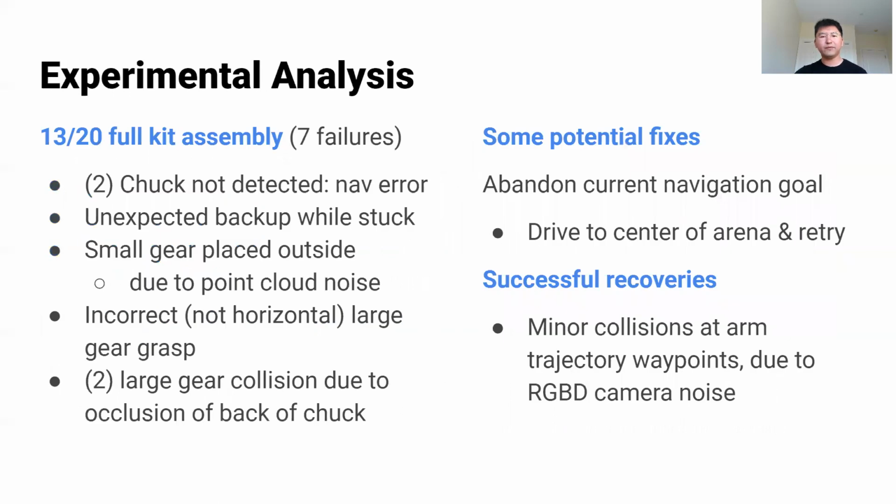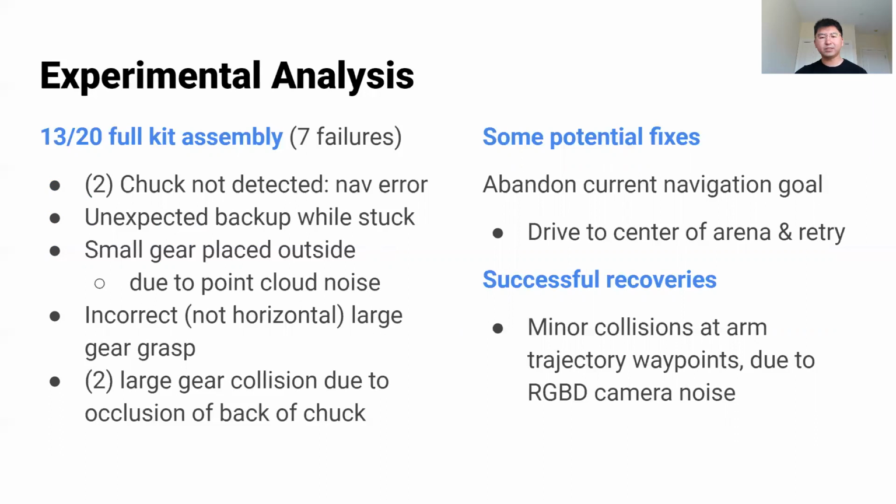We also recorded the failures. In total, the robot successfully assembled 13 full kits and had 7 unrecoverable failures. In 2 of them, the chuck was not detected. The robot backed up when being stuck. One time, the small gear was placed outside of the caddy because of the point cloud noise. Another time, the large gear was not grasped perfectly, so the insertion failed. In the remaining 2 times, the large gear collided with the back of the chuck.